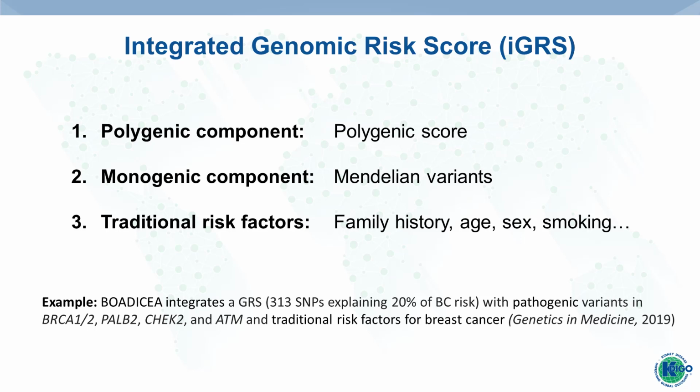That risk score integrates a GRS based on 313 SNPs that have been discovered in GWAS for breast cancer with pathogenic variants in known breast cancer related genes such as BRCA1 and BRCA2. And additional well-established, more recently discovered genes, as well as traditional risk factors, including family history for breast cancer. And so this approach is really offering promise to further refine and enhance disease risk prediction. Hopefully, similar approaches will be developed in the kidney disease field.